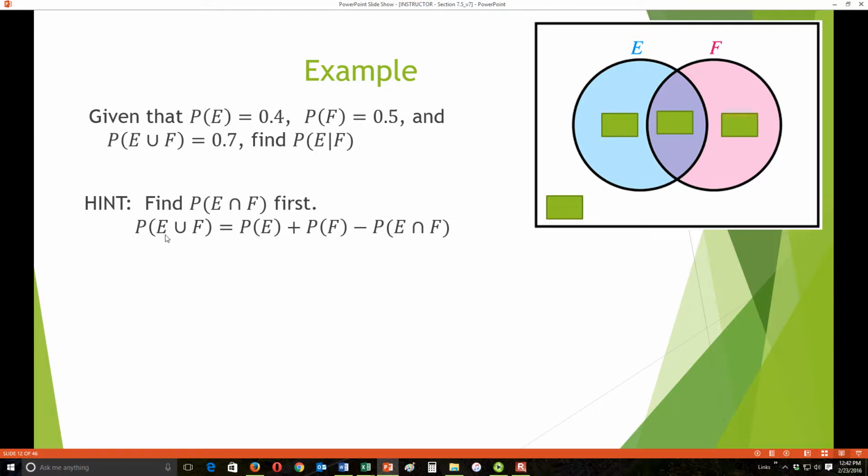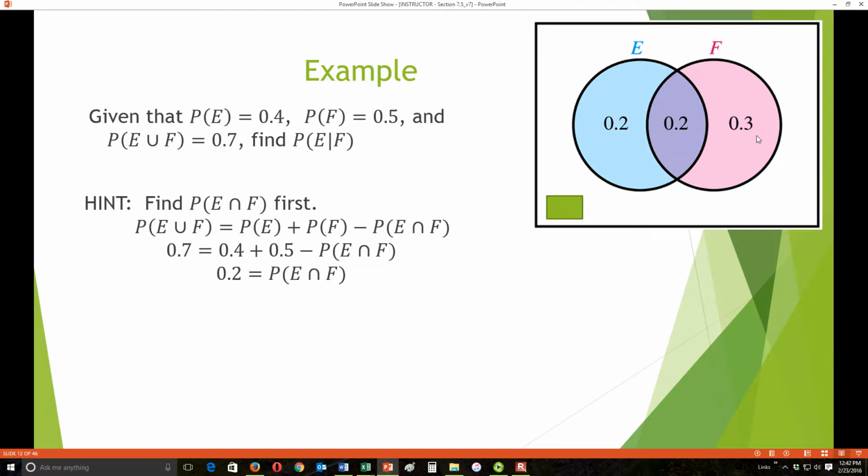We know the probability of E union F. We know the probability of E and the probability of F. We don't know this, so we can plug in the three we do know and solve and get their intersection as 0.2. So I fill in my diagram. I get 0.2 here. Probability E was 0.4, so 0.4 minus 0.2 is 0.2. Probability F was 0.5, so 0.5 minus 0.2 is 0.3. And finally, this adds up to 0.7, so this one has to be 0.3 because I know the sum total of all my probabilities has to be 1.